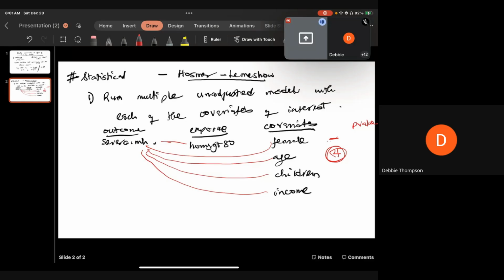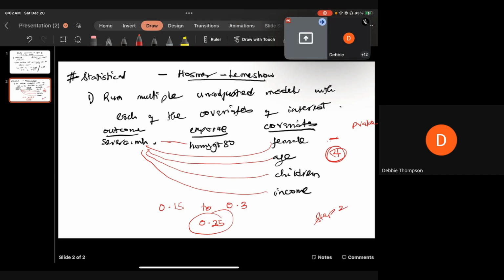If your p-value is less than 0.15 to 0.3, and this number depends on who you ask, you will choose one before you start. I usually use 0.25, so it's kind of generous. If the p-value is less than 0.25, then that covariate moves to the next step.